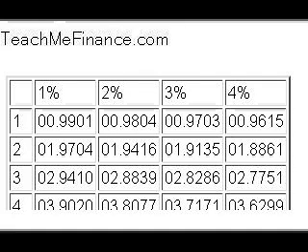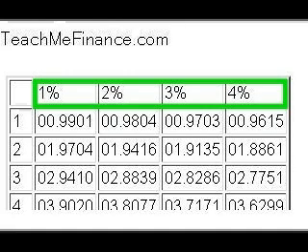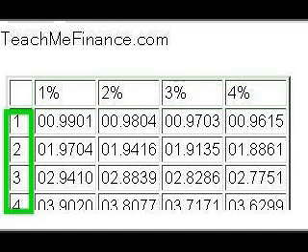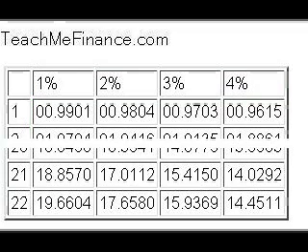Now let's look at how to do the same thing, find the present value of an annuity, using an annuity table. On the top row of an annuity table are the interest rates, and the column on the left is the number of payments. What you do is find the table. On the left, find the number of payments. In this case, it's 22, so go to 22. And at the top, find the interest rate. In this case, it's 4%. Next, find where they meet.